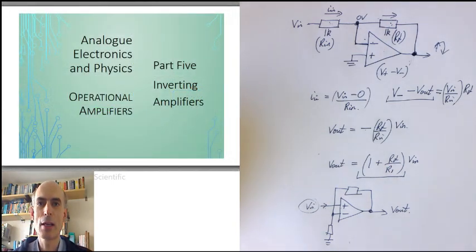Okay, that's the two fundamental forms of amplifier described. Next time, we're going to see an important variation on the inverting amplifier, the summing amplifier.